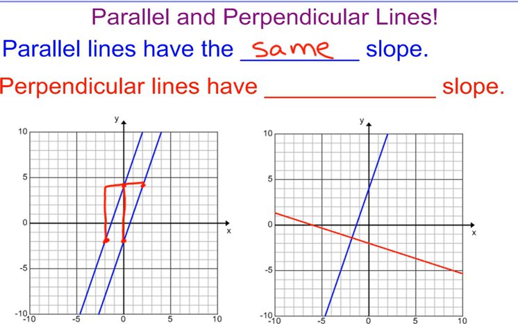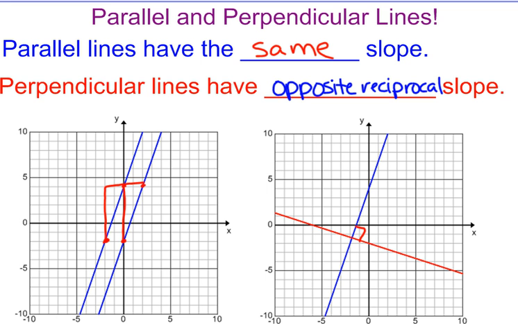And then perpendicular lines. Perpendicular lines are lines that intersect at 90-degree angles. So when you are told lines are perpendicular, you know there's a 90-degree angle there. Their slopes are opposite reciprocal slopes. So that's how we define their slopes. We would say perpendicular lines have opposite reciprocal slopes.